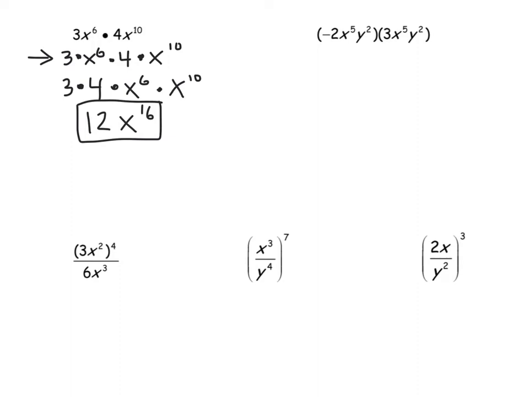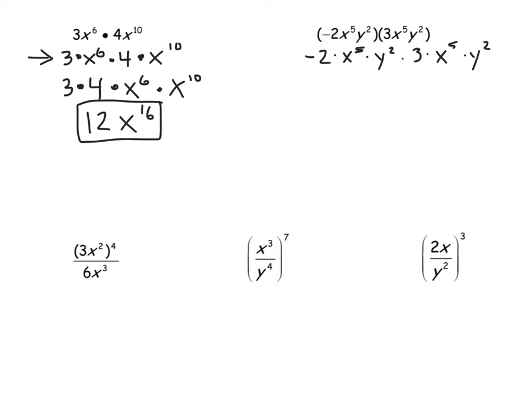The next example is again a long string of multiplication. It doesn't matter that one is a number here and this is x to the 5th, they're being multiplied. Between the x to the 5th and the y to the 2nd, they're being multiplied. And even right here between the parentheses, this is multiplication. Since there's no adding or subtracting anywhere, we could rewrite this as negative 2 times x to the 5th times y squared times 3 times x to the 5th times y squared.